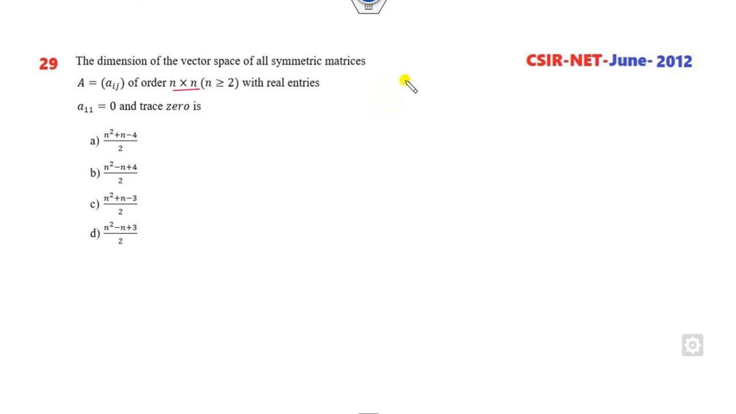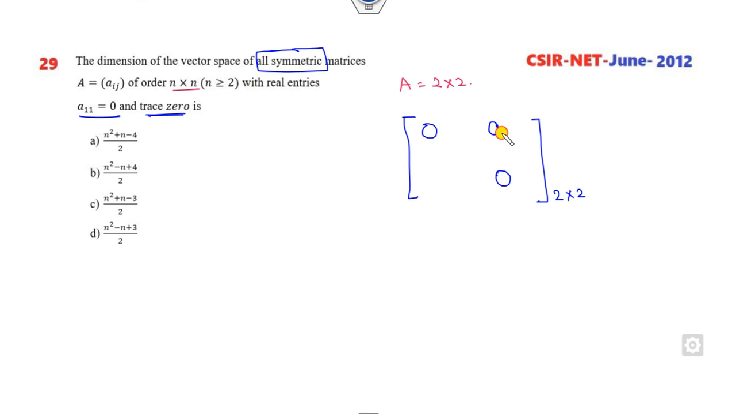Now again it's n cross n, so I can simply take a 2 cross 2 matrix. Fine. So it has 4 elements. So A11 is 0, trace is also 0, so definitely this number will be 0. So there is no need to find them. It is a skew-symmetric matrix. So if I consider this is my A, then there is no need to find this. It is automatically minus A. So how many independent variables are there? There is only one variable, this element.